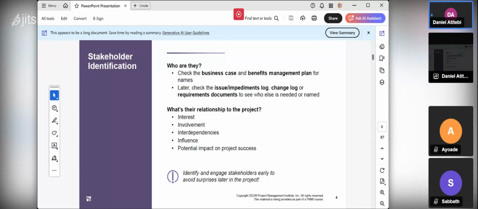Through the benefit management plan, you can also spot the names of key stakeholders. Later on, you check the issue or impediment log, change log, and requirement log to see who else is needed or named. All these documents will also include documents from past projects you have done. For example, the issue log: maybe the previous project manager who did a particular project for the organization had some issues that confronted the project. All those issues, we can call it the issue log or impediment log, you record there.